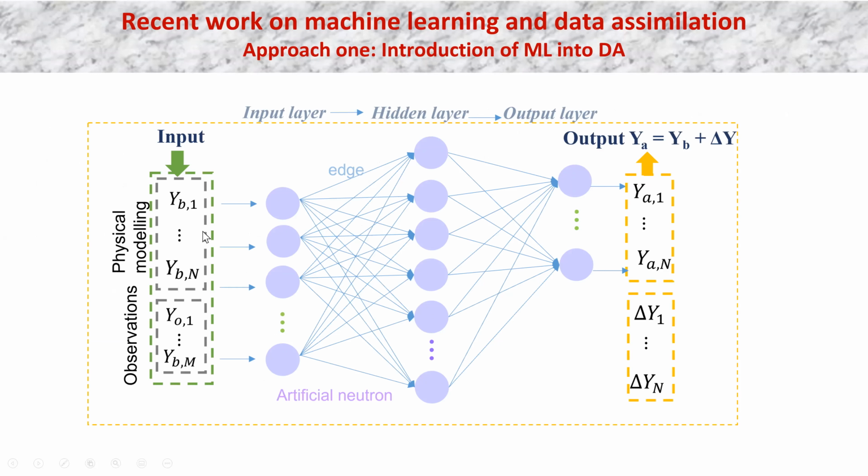So this is the physical model results and this is the measurement. We use them as the input into the neural network, and from the neural network you get the output, the analytical results. You can treat this neural network as a data simulation system. Meanwhile, you can also get the covariance for this ensemble, so the output is the analytical results plus the error covariance. So this is the first method.